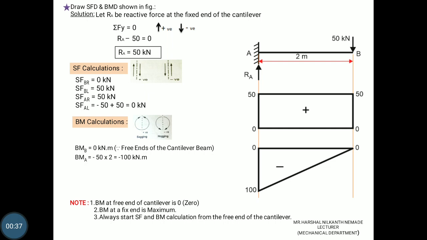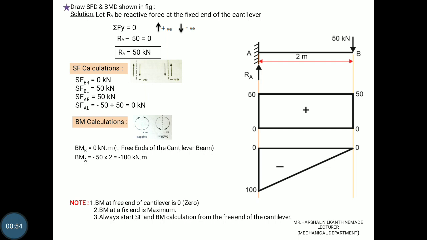So let Ra be the reactive force at the fixed end of the cantilever. Summation of Fy is equal to 0. Upward force positive, downward force negative. Ra minus 50 is equal to 0. So Ra value will be 50 kilonewton.